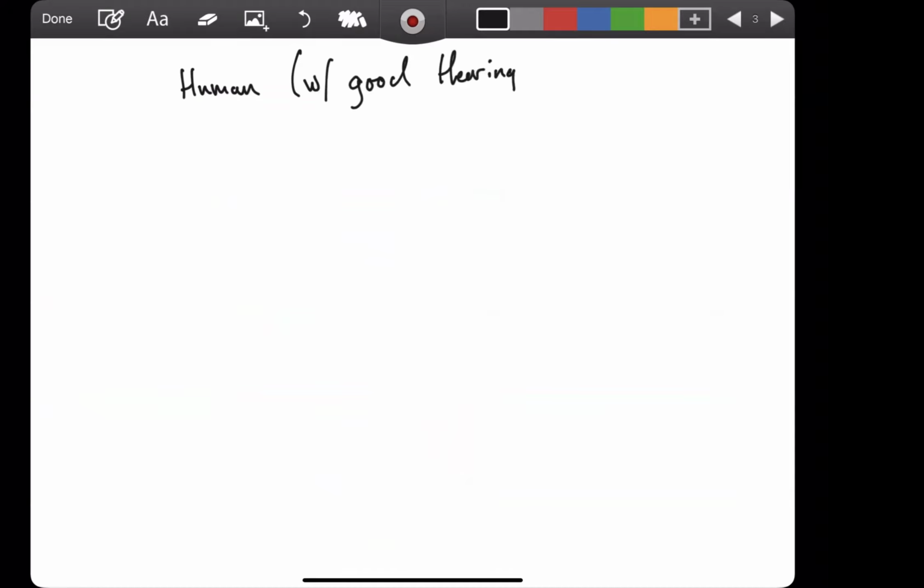can hear a wide range of frequencies. So for a human with good hearing, the frequency that we hear is somewhere between about 20 hertz and about 20,000 hertz.